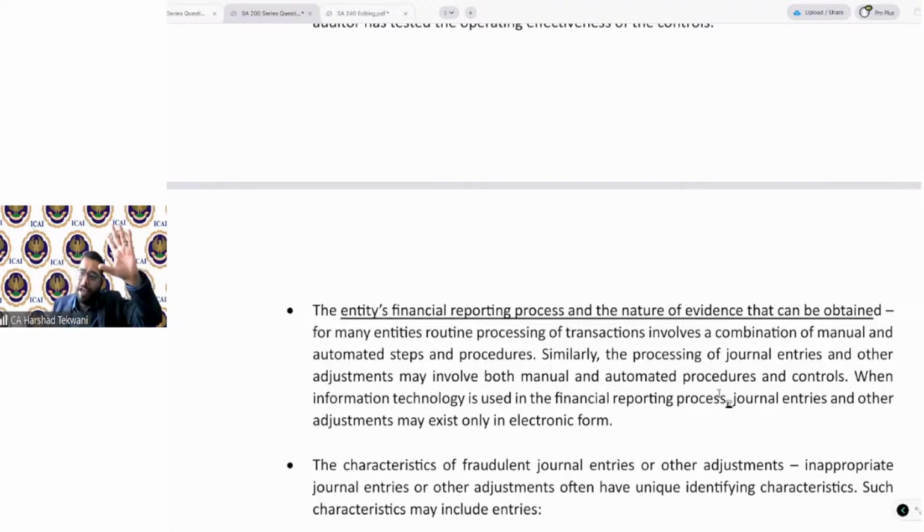How many are recurring? How many are non-recurring? And if they are recurring journal entries, how are they processed, whether there are automatic procedures, manual procedures, automatic controls, manual controls, and how much IT is used in the financial reporting process. So I'll understand a lot of things with respect to the financial reporting process.